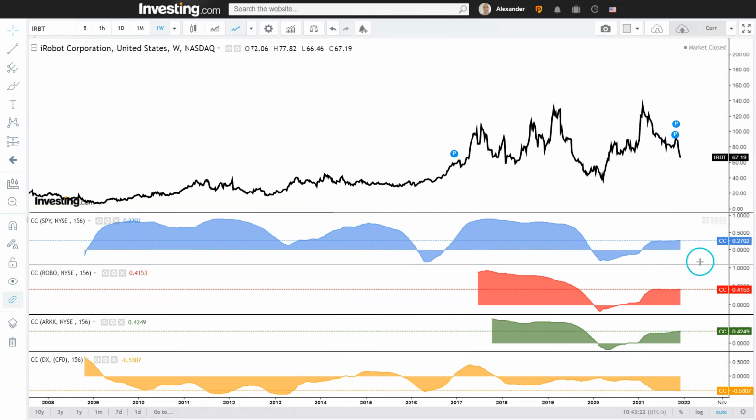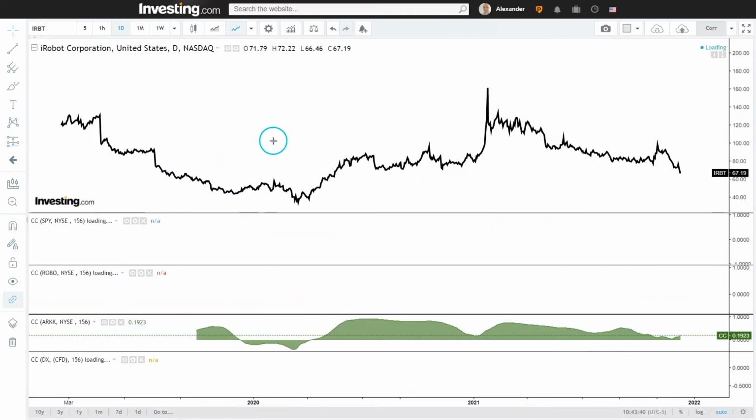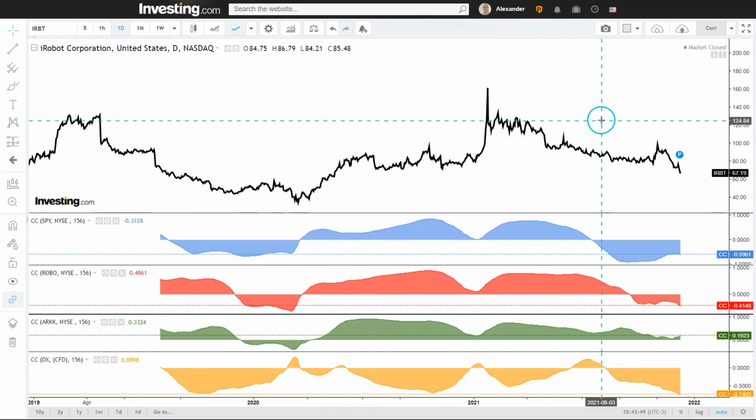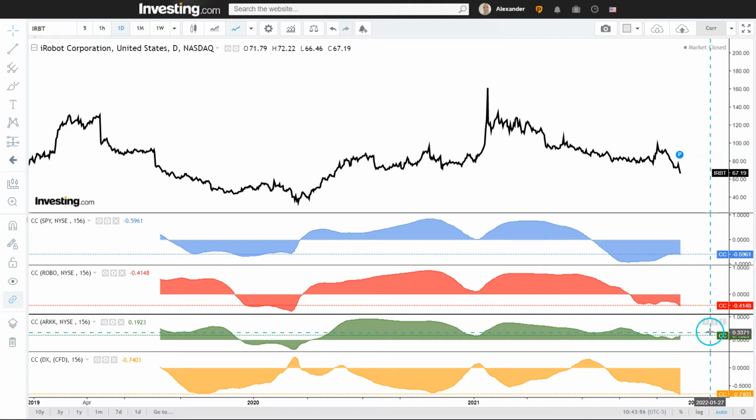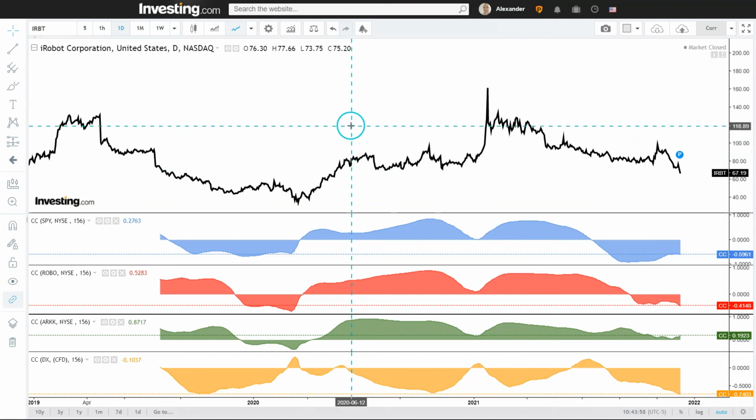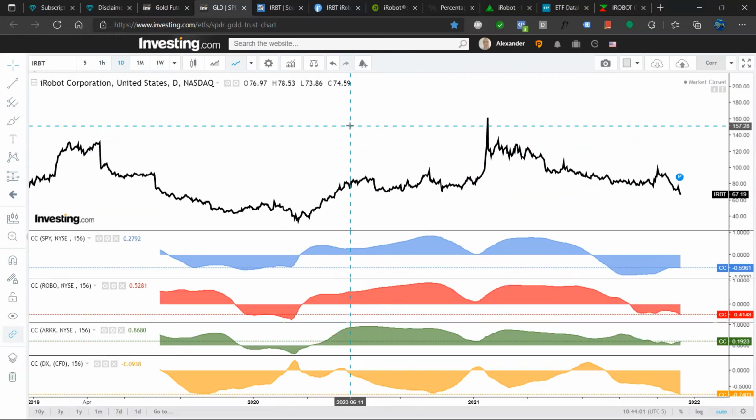Looking at correlations, 27% long term with the S&P 500, 42-ish% with the robotics ETF, Robo, 42% with the ARK Innovation, Cathie Wood's ETF, and then -53% with the dollar index. Short term, -60% with the S&P 500, -41% with the robotics ETF, 19% positive with the innovation ETF, and -74%, strongly negative, with the dollar index.